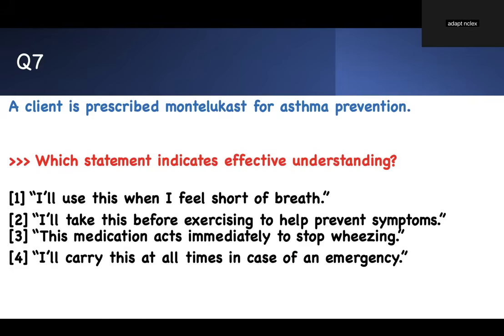Number 7, which statement indicates effective understanding? That means they know what is going on. A client is prescribed what? Montelukast for what? Asthma prevention. Key things about this medication is for long-term management, is used for exercise-induced asthma and allergic rhinitis. Therefore, these medications are very important.